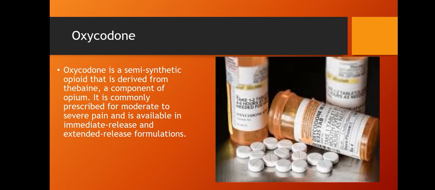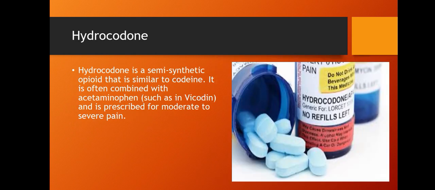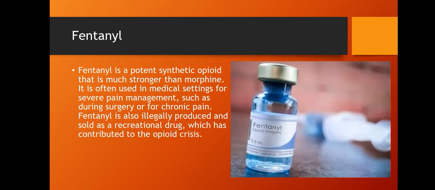Hydrocodone. Hydrocodone is a semi-synthetic opioid that is similar to codeine. It is often combined with acetaminophen, such as in Vicodin, and is prescribed for moderate to severe pain. Fentanyl. Fentanyl is a potent synthetic opioid that is much stronger than morphine. It is often used in medical settings for severe pain management, such as during surgery or for chronic pain. Fentanyl is also illegally produced and sold as a recreational drug, which has contributed to the opioid crisis.